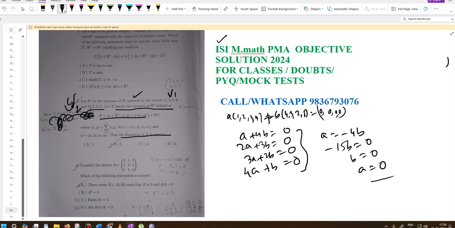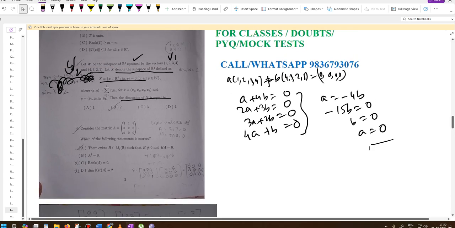So the only solution is a equals b equals 0, so v1 and v2 are linearly independent. Now the dimension of W: since v1 and v2 are linearly independent, the dimension of W is 2.